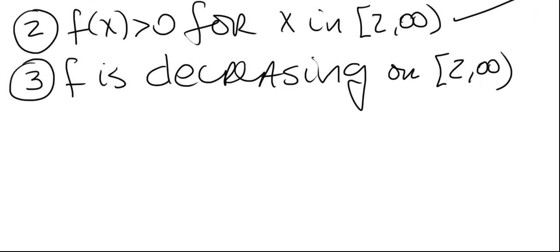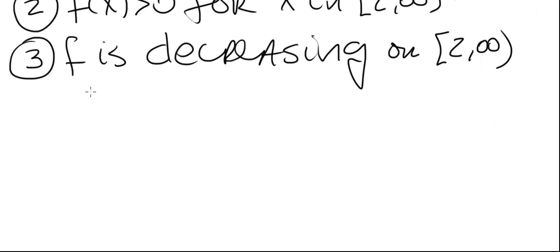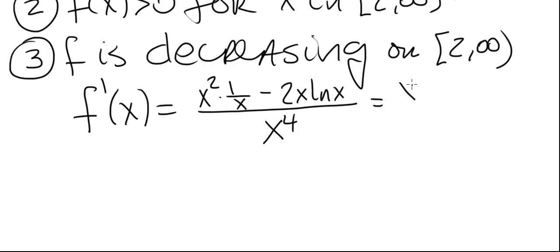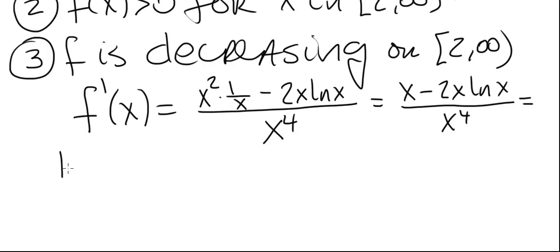So because the numerator is not constant, we're going to take the derivative of this function. This is using the quotient rule: x to the fourth in the denominator, and in the numerator x squared times 1 over x minus 2x times natural log of x. This is x minus 2x natural log of x divided by x to the fourth, and dividing by x, this is 1 minus 2 natural log of x divided by x cubed.